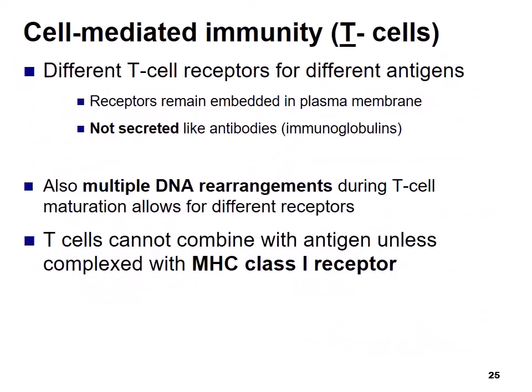So that brings us to cell-mediated immunity, which is the role of T cells. The T cells have different receptors for different antigens, just like B cells. However, unlike B cells, the T cell receptors are going to remain embedded in their cell membrane. They're not going to be secreted like antibodies from B cells. So just like B cells, there's multiple DNA rearrangements made during T cell maturation that allows for different receptors to be produced in the mature T cells. And T cells can't combine with an antigen unless it's complexed with the major histocompatibility complex 1 receptor, or MHC1.